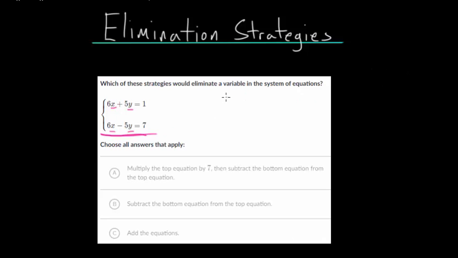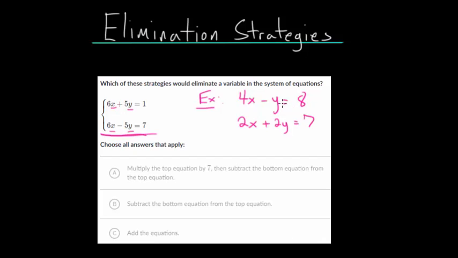For instance, we might have a case where, let's say, for example, we had 4x minus y equals 8, and we have 2x plus 2y equals 7. So in this case, notice that neither the x coefficients nor the y coefficients are the same or the opposites. So in this case, you'd have to change one of the equations.